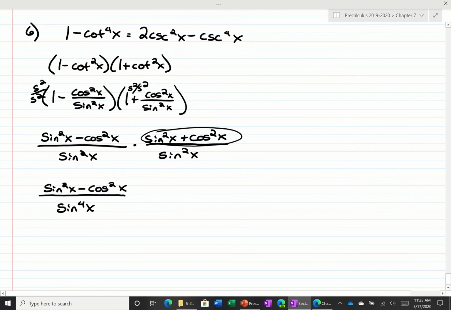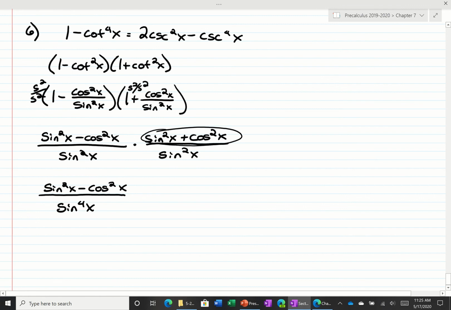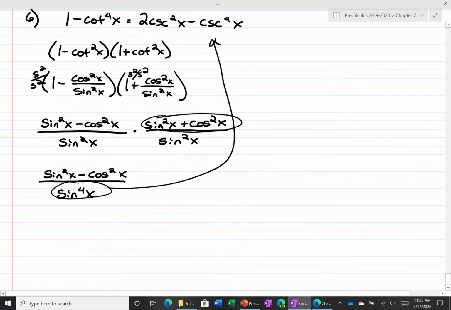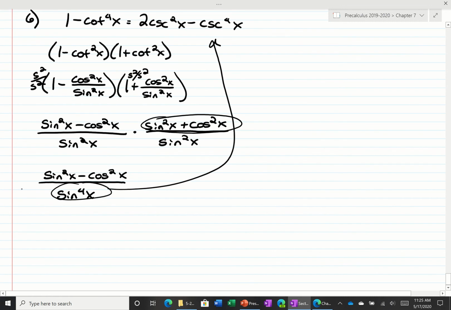And remember, sine to the 4th of x is the same thing as cosecant to the 4th. So we could easily go from here to here. But one thing we could actually do is break this fraction up using algebra. So we could write this as sine squared of x over sine to the 4th of x minus cosine squared of x over sine to the 4th of x. 2 of these cancels with 2 of these. You have 1 over sine squared, which is just cosecant squared of x.